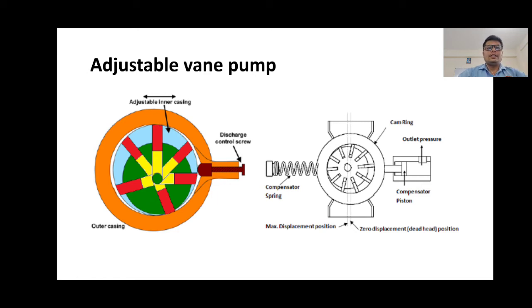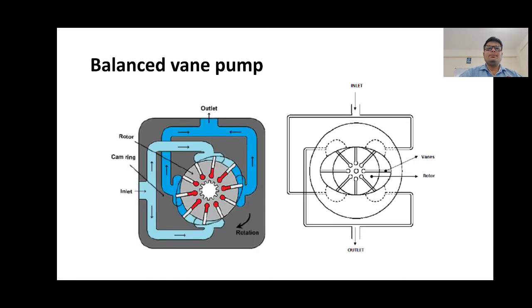The third and last type of vent pump is the balanced vent pump. As you can see, in this type of vent pump we have two inlets and two outlets, and this figure shows the schematic diagram that you have to draw in the examination. This pump has an elliptical cam ring, and it has two inlets and two outlets.